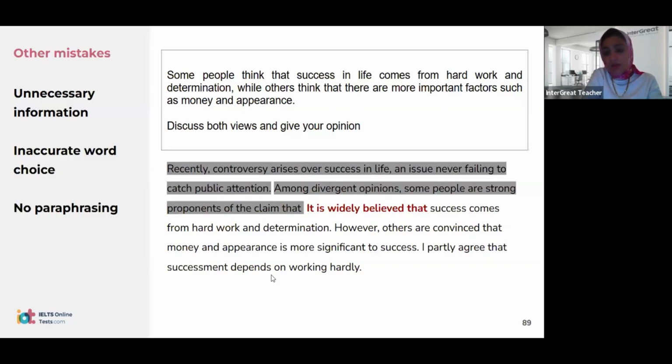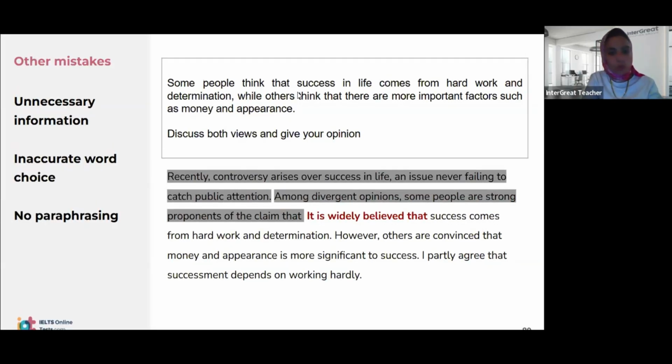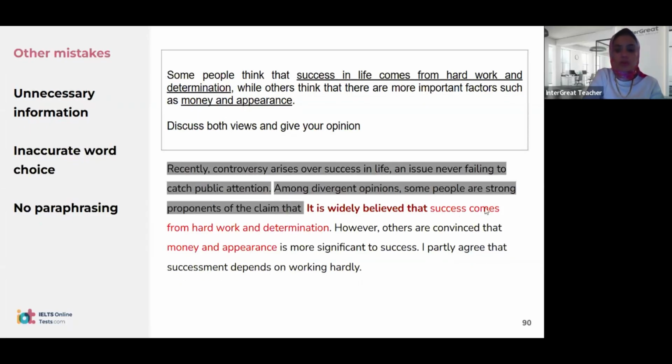Okay. A very fatal problem, let's say. No paraphrasing. Can you spot the part where the writer just copied a whole phrase from the introduction? "Hard work and determination" only? Okay. Yes, this part is totally copied here. "Success comes from hard work," the whole sentence, right? And "money and appearance." So there's no paraphrasing here. You have to paraphrase. You have to use your own words when writing an introduction.